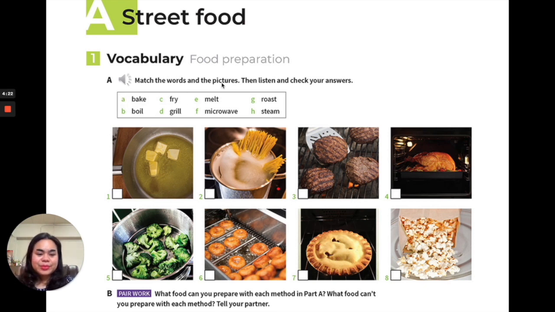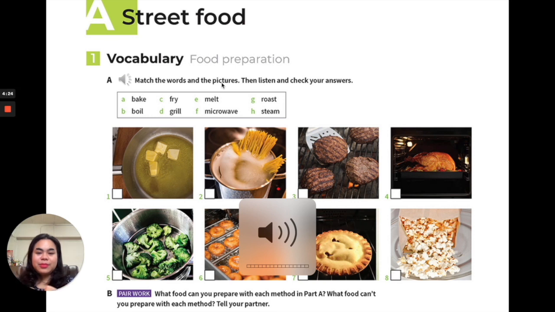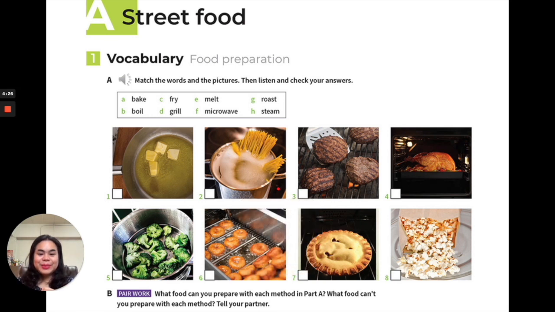Unit 3, Food. Lesson A, Street Food. Page 24. Exercise 1. Vocabulary. Food preparation. 1. Melt.